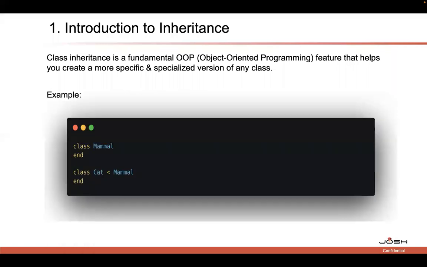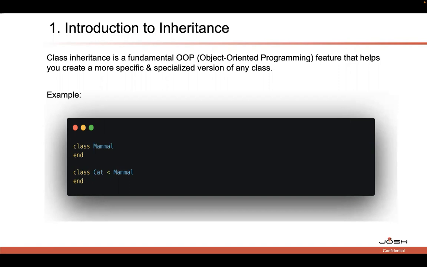Okay. So basically here you can see that there is a class called Mammal. Anyone can be a mammal, like a cat can be a mammal, or a cow can be a mammal. So Mammal can be a generalized version, but Cat can be a specific and specialized version of that entity. In Ruby, this is how a class is defined basically. To inherit a class from another class, you can use this arrow operator.